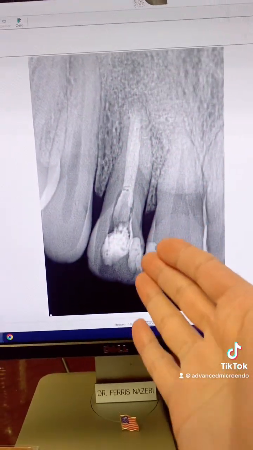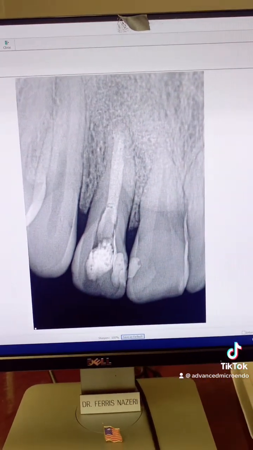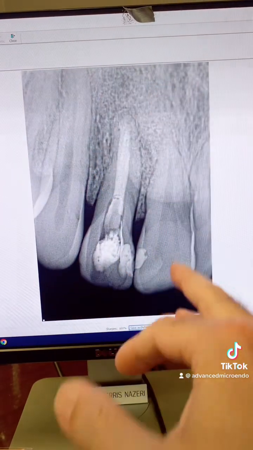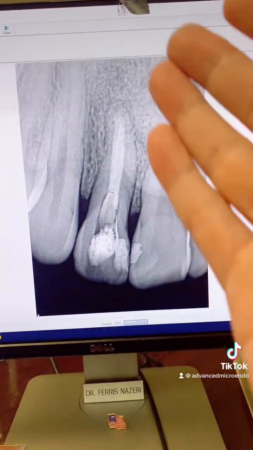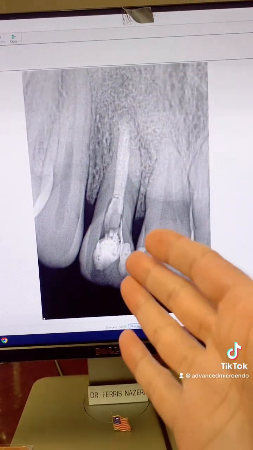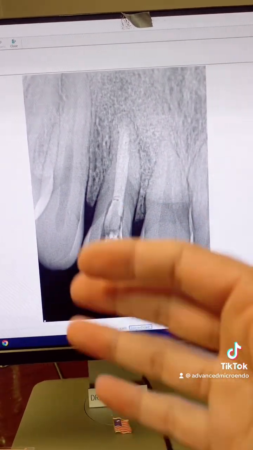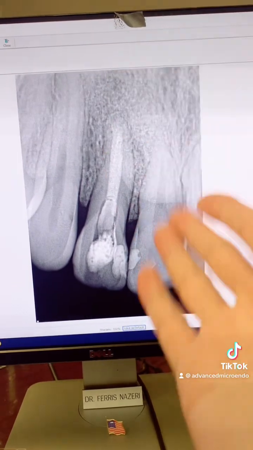And this was today. This is 7 months after we did the apico. And look at that. All of that bone came back. All of that bone came back. 7 months post-op of tooth number 7, after we tried to redo the root canal non-surgically and it didn't work, and we did the apico. 7 months post-op.